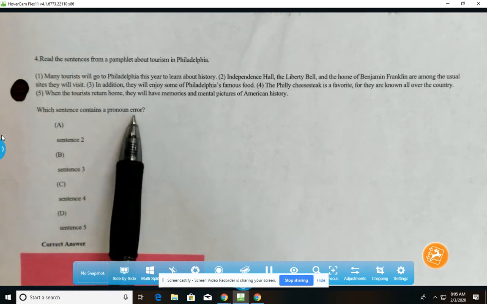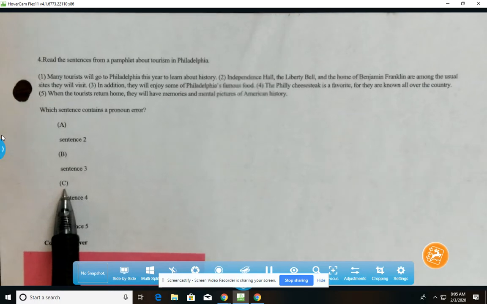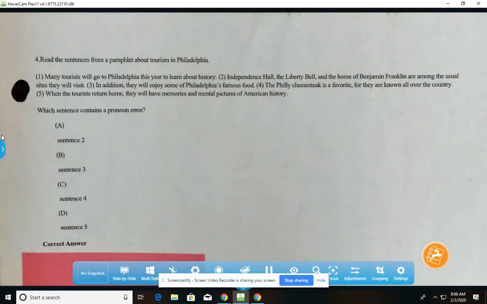Which sentence contains a pronoun error? A, sentence 2, B, sentence 3, C, sentence 4, or D, sentence 5. The correct answer is C, sentence 4.